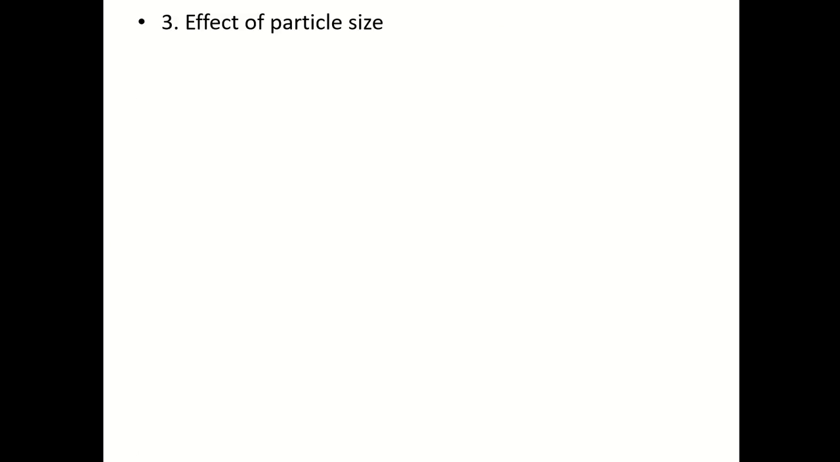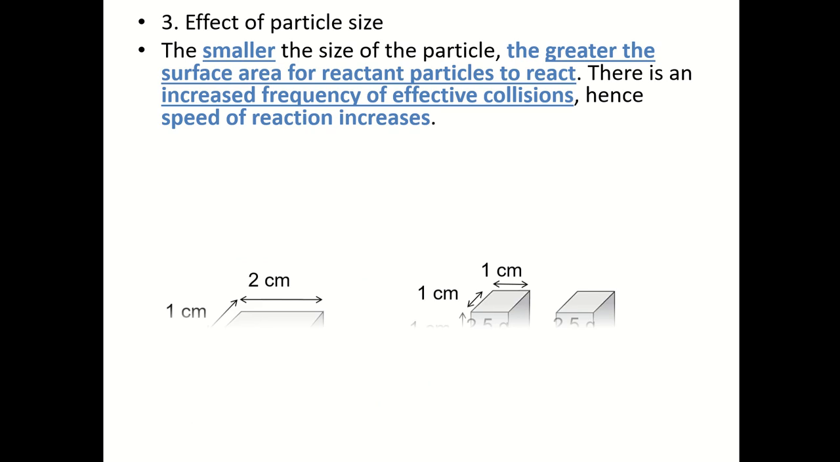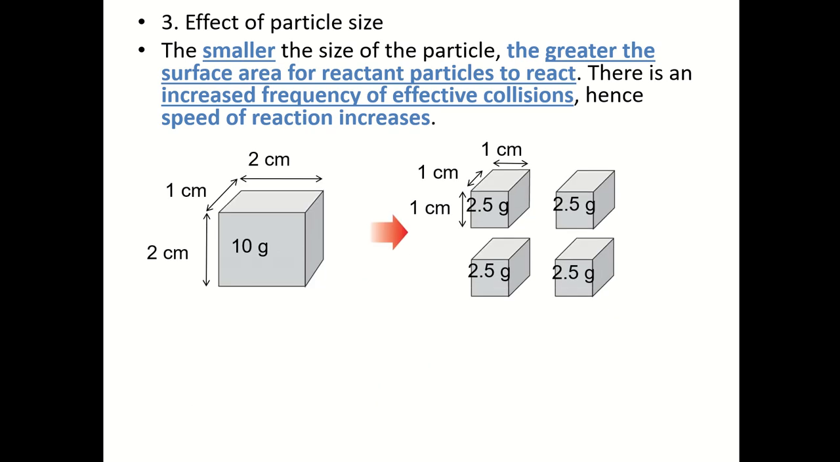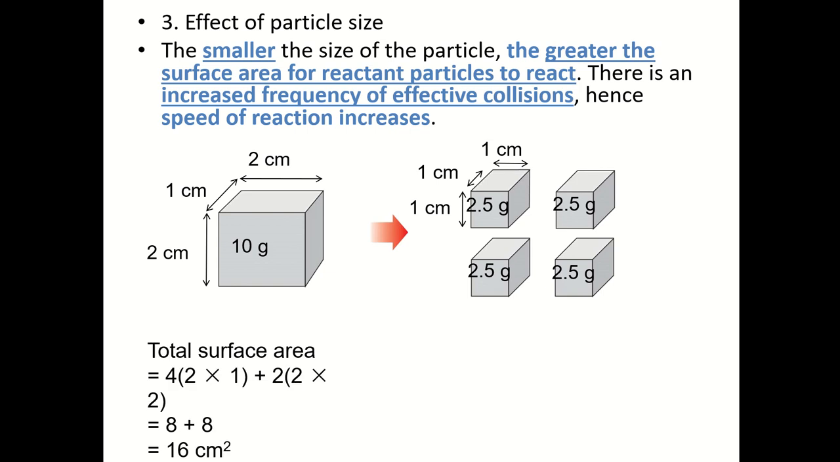Third factor, particle size. Okay. When you have smaller particle size, basically what you're doing is, say you have 2 blocks of the same mass, but one block you have as one big particle, the other block you cut up into 4 smaller particles. So still the same mass, because this is 10, this is 2.5 times 4, to 10 grams.